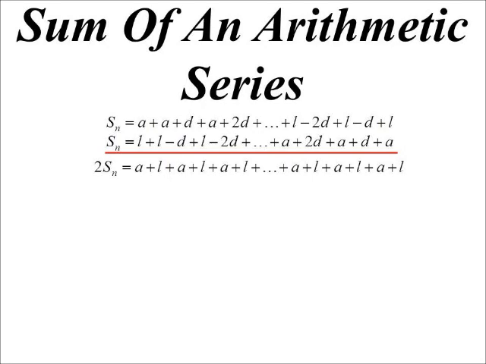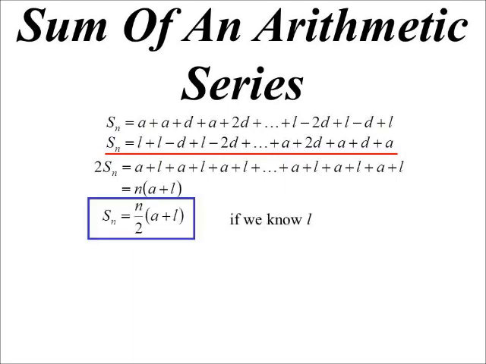So the question is, of course, how many a plus L's do we have? Well, each term in our pattern was creating this column of a plus L, and we know there were n terms all up, so I must have n lots of a plus L. Hence we get our formula, divide both sides by 2, there it is.